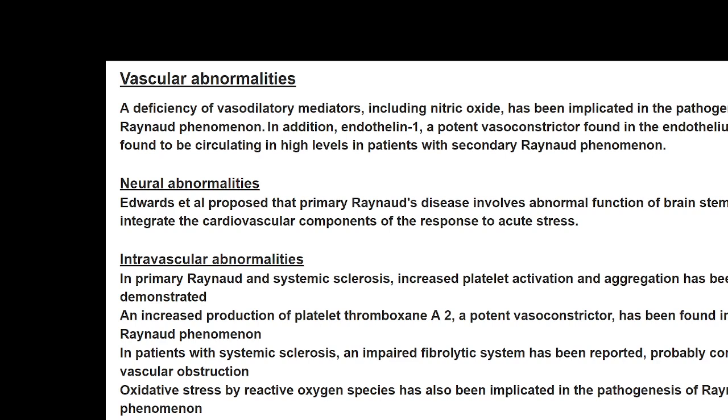Intravascular abnormalities, like in systemic sclerosis, where there will be activation and aggregation of the platelets, are seen. Increased production of platelet thromboxane is also one of the other causes in Raynaud's phenomena, and in systemic sclerosis, a fibrinolytic abnormality has been reported. So now various molecular abnormalities are identified, and oxidative stress is also known to be a cause for that.